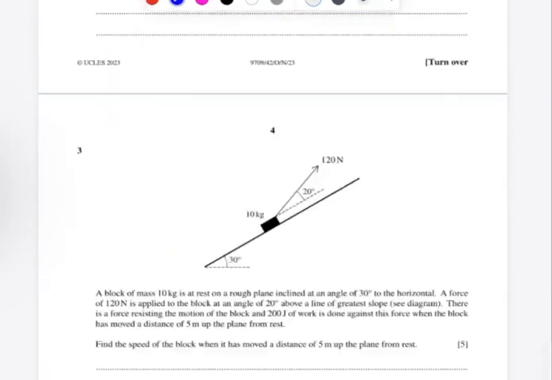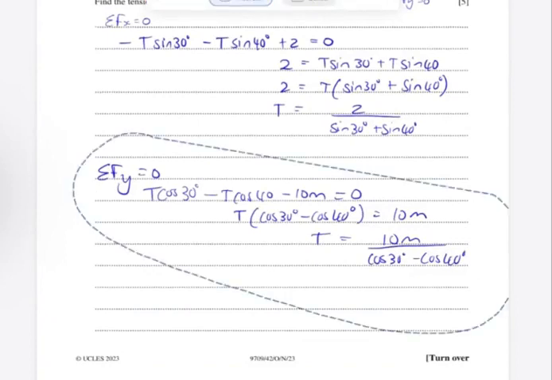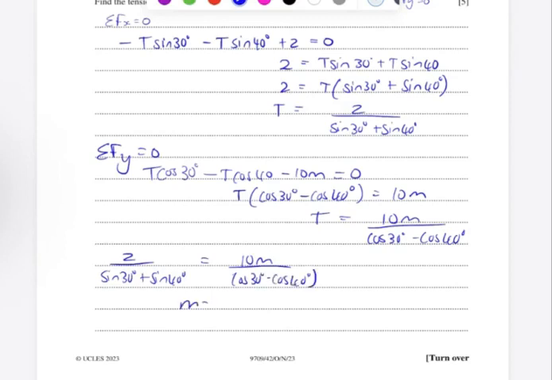Okay, so if I look at t, I've got 10m over cos 30 minus cos 40. Okay, so I have got t as the subject of my formula in both of these, so I can equate them to each other. 2 over sine 30 plus sine 40 is equal to 10m over cos 30 minus cos of 40. So I can then calculate my m. I'm going to now do all my degrees.